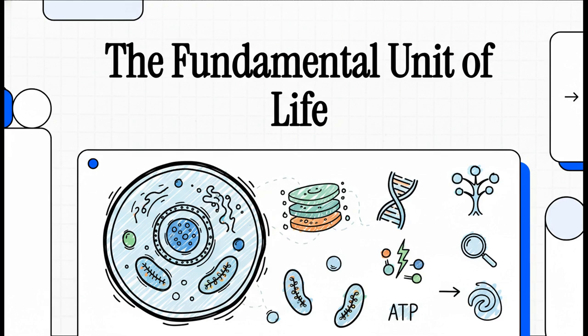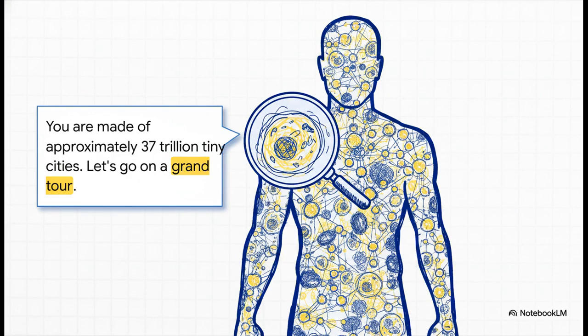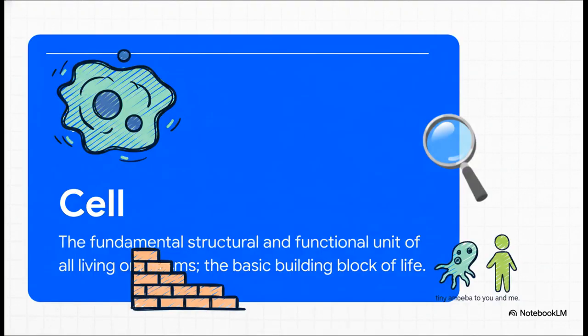Let's jump right in. Okay, to really wrap your head around this, I want you to picture it. You're not just you. You are a massive community of something like 37 trillion tiny cities all working together in perfect harmony. So for the next 10 minutes or so, we're going to go on a tour of one of these amazing little cities. So, what is a cell really?